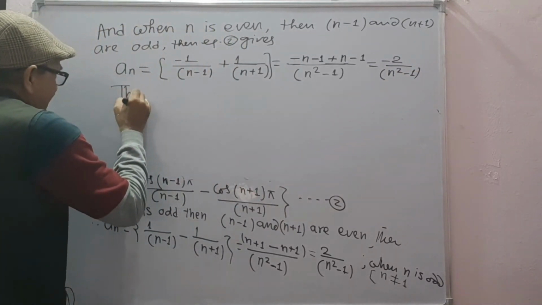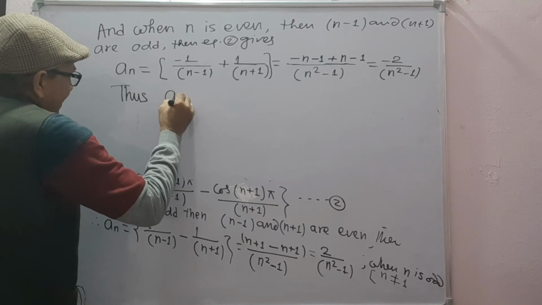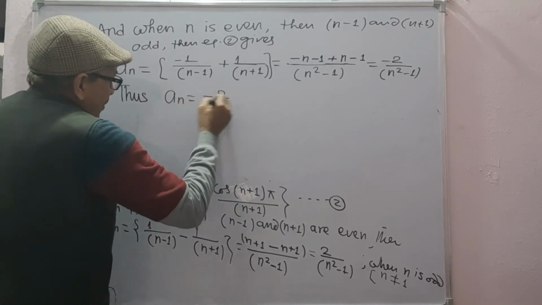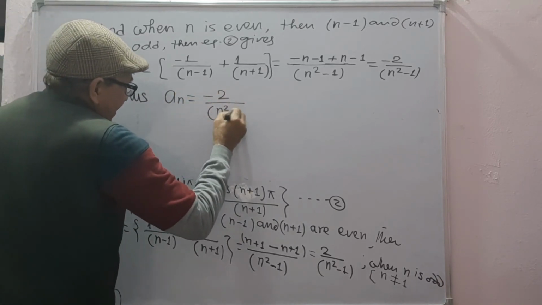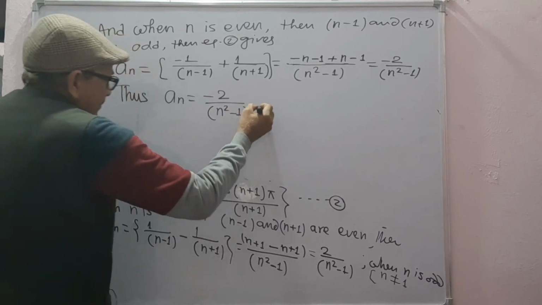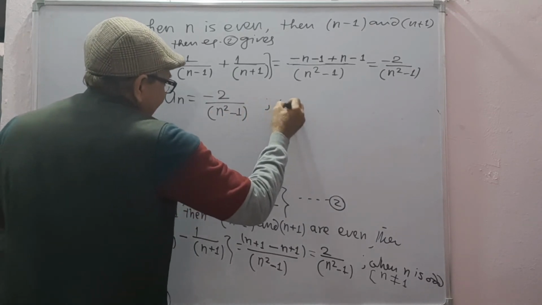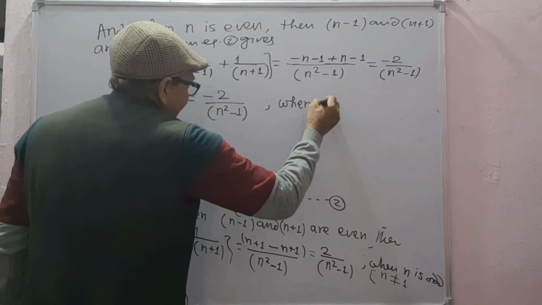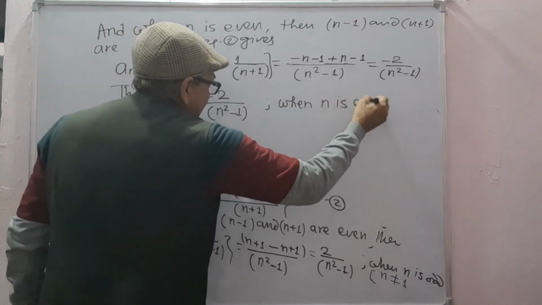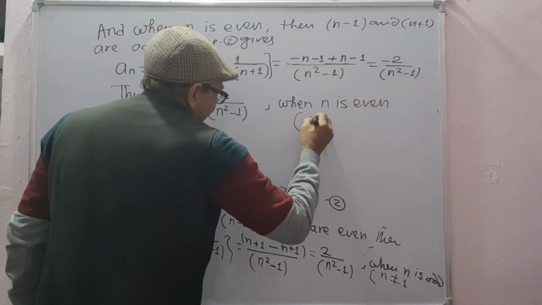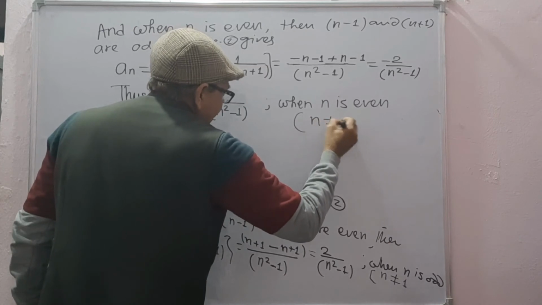Thus an will be equal to minus 2 upon n square minus 1 when n is even. N must not be equal to 1.